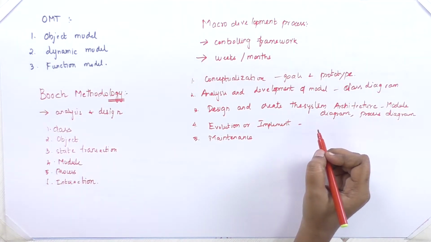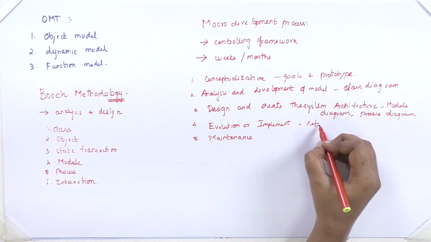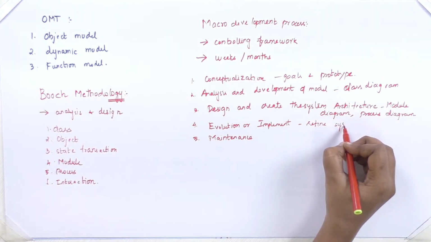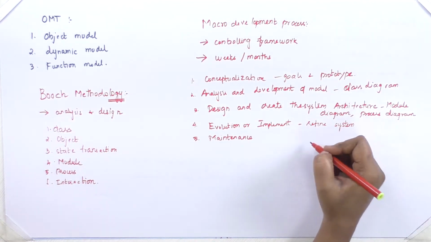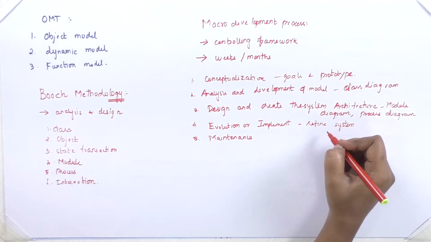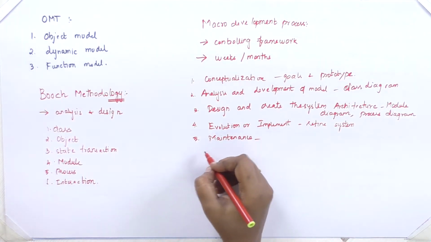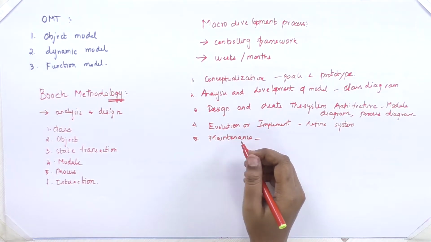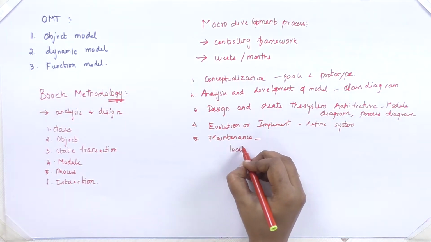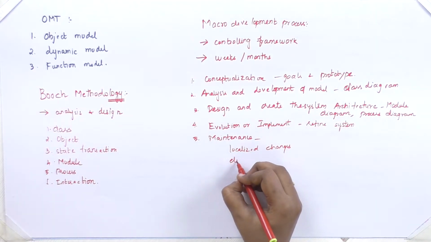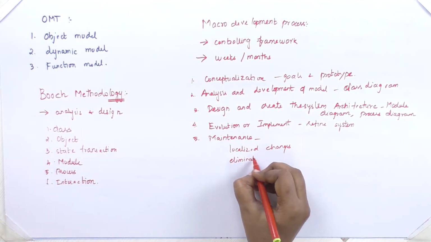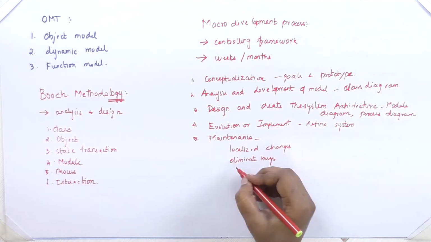Next is the evaluation and implement phase. In this phase, we are refining the system. We will successively refine the system by collecting feedback from the users, and in this way you refine the system iteratively. The next step is maintenance. In the maintenance step, you will make some localized changes, and then you will eliminate some bugs in the system. So these are the two things we do in maintenance.